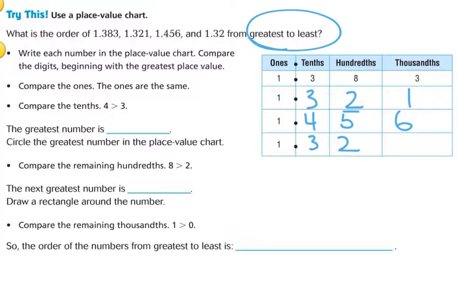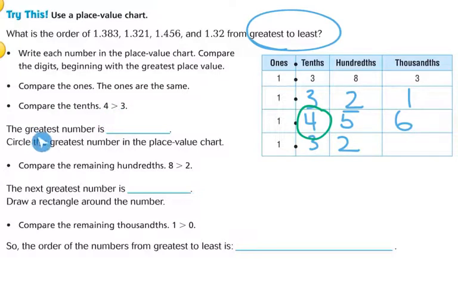So now we're going to compare the ones. We see that the 1 is the same as 1 same as 1. So boys and girls, that doesn't really help us. Now we have to move over to compare the tenths. Now, boys and girls, when we look at the tenths, we see 4 tenths. 4 tenths is bigger than 3 tenths. So when it says compare 4 tenths, we say 4 tenths is greater than 3 tenths.